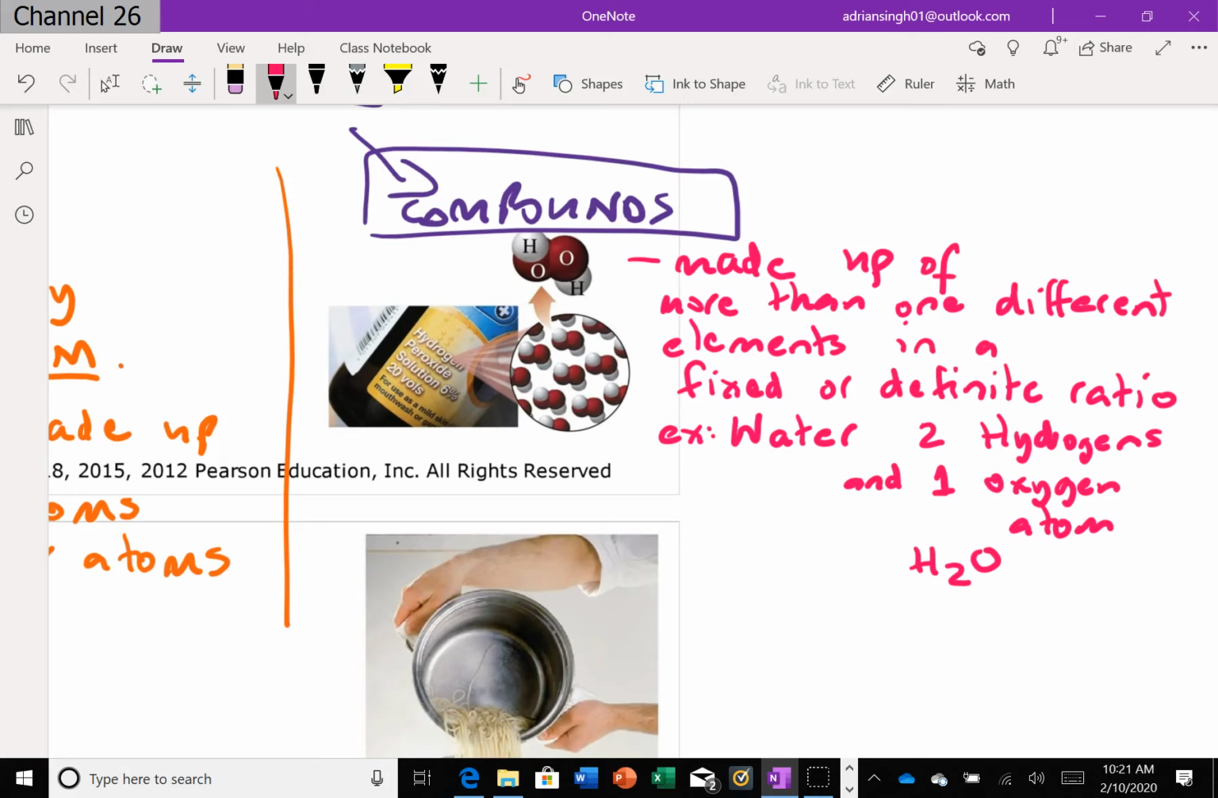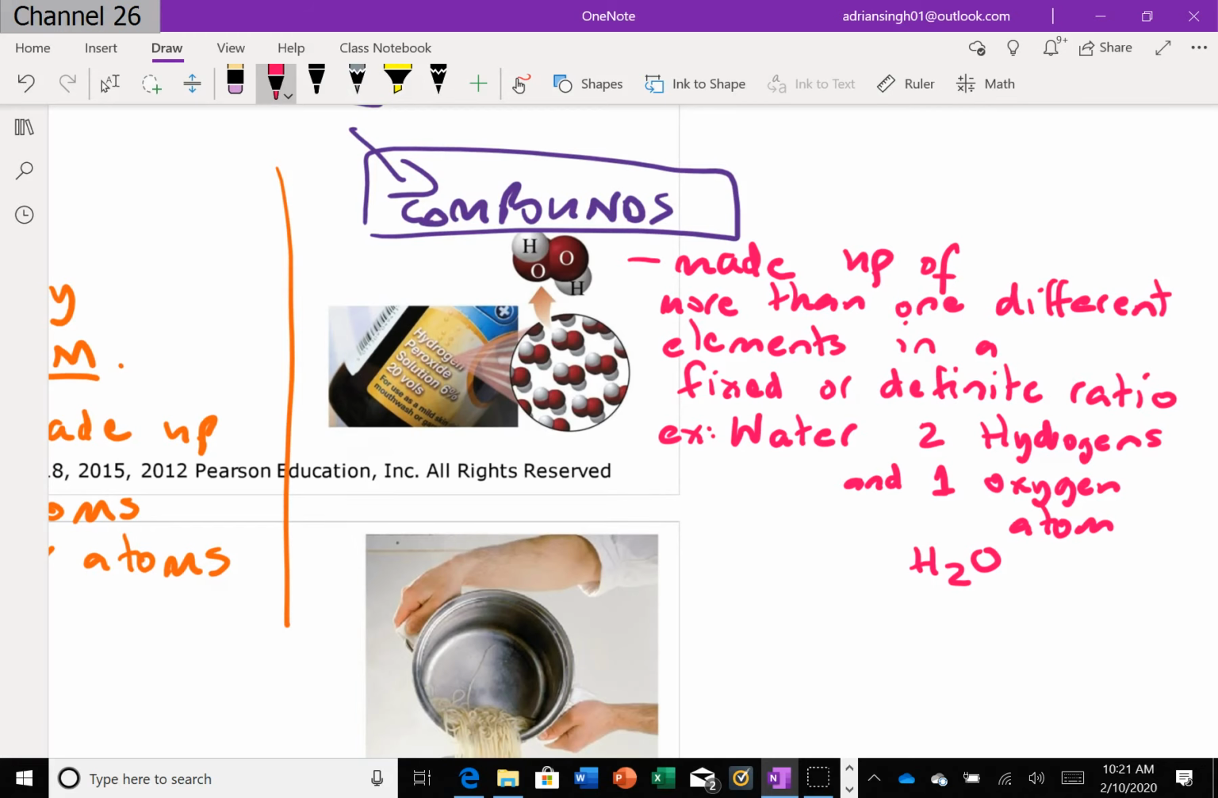If you change that ratio, it's not water anymore. If you change that ratio to maybe two H's to two O's, it ends up being something called hydrogen peroxide, H2O2, which is very different than water, as you probably know, right? When you get thirsty, you drink a bunch of water. You don't drink hydrogen peroxide to quench your thirst. Right? That would be counterproductive to quenching your thirst.